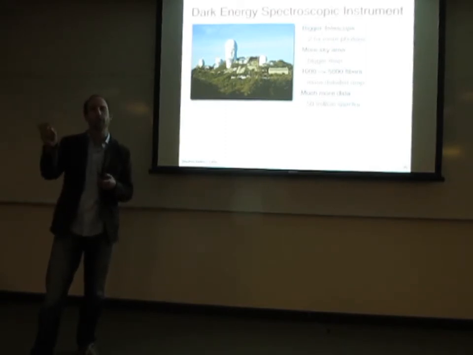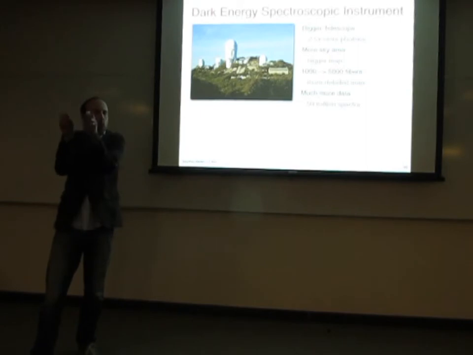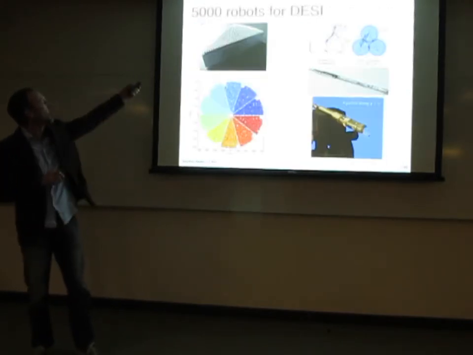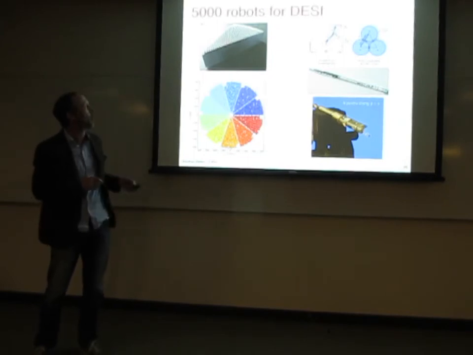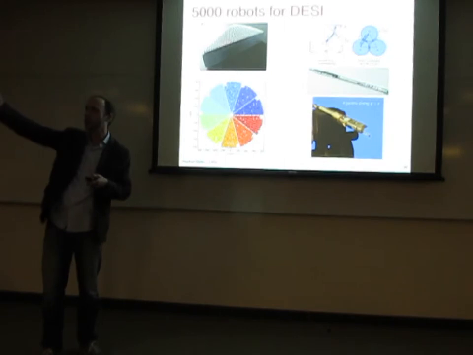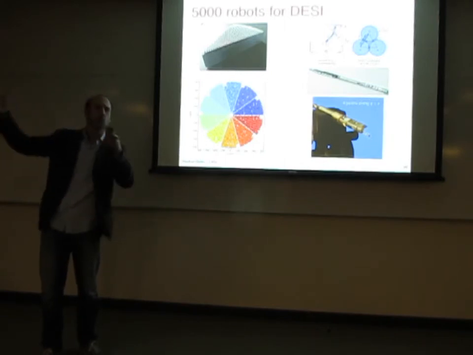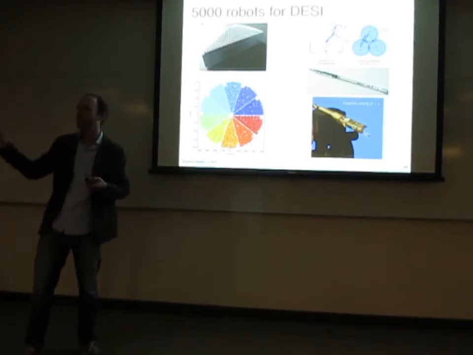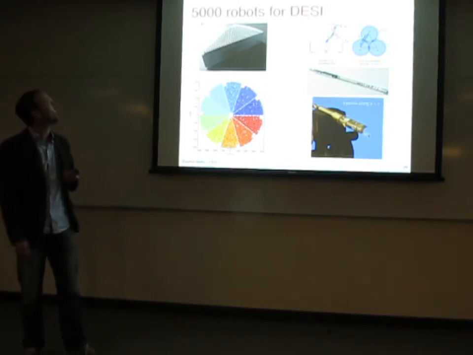We want to go to 5,000 fiber optic cables instead of 1,000. And we have 5,000 little robots doing all of that positioning where those fiber optic cables will go. And so we start out with this sort of pizza wedge that we plug all of these little robots into. And each robot holds one fiber, moves it into the location. We take our image. We move to another location. It moves again, takes another image. And we do this many, many times.